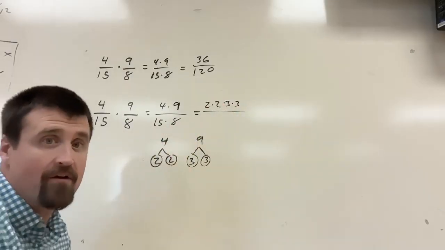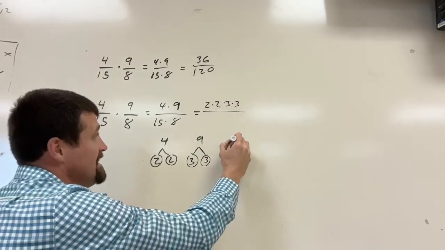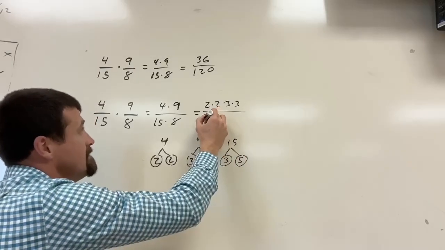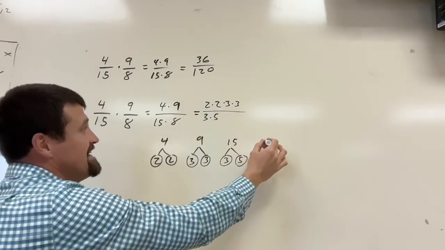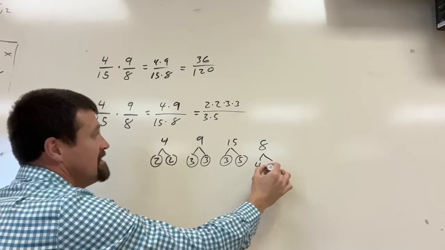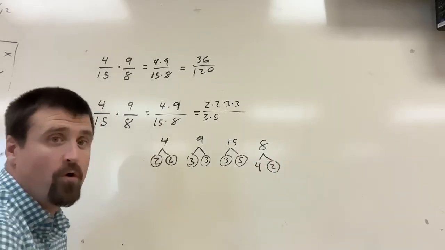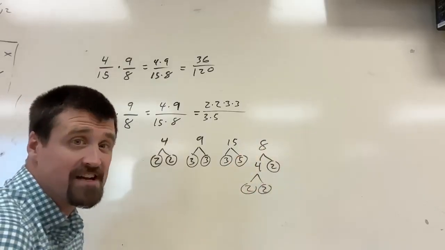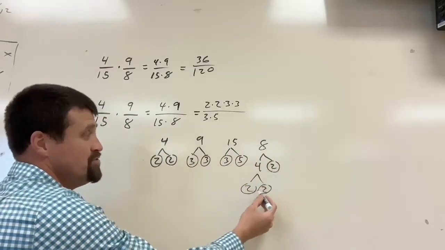In the denominator, I'm going to take the 15. I'm going to break it down into 3 times 5. I'm going to take the 8. I'm going to break it down into 2 times 4. The 4 breaks up into 2 times 2, so the prime factorization of 8 is 2 2 2.